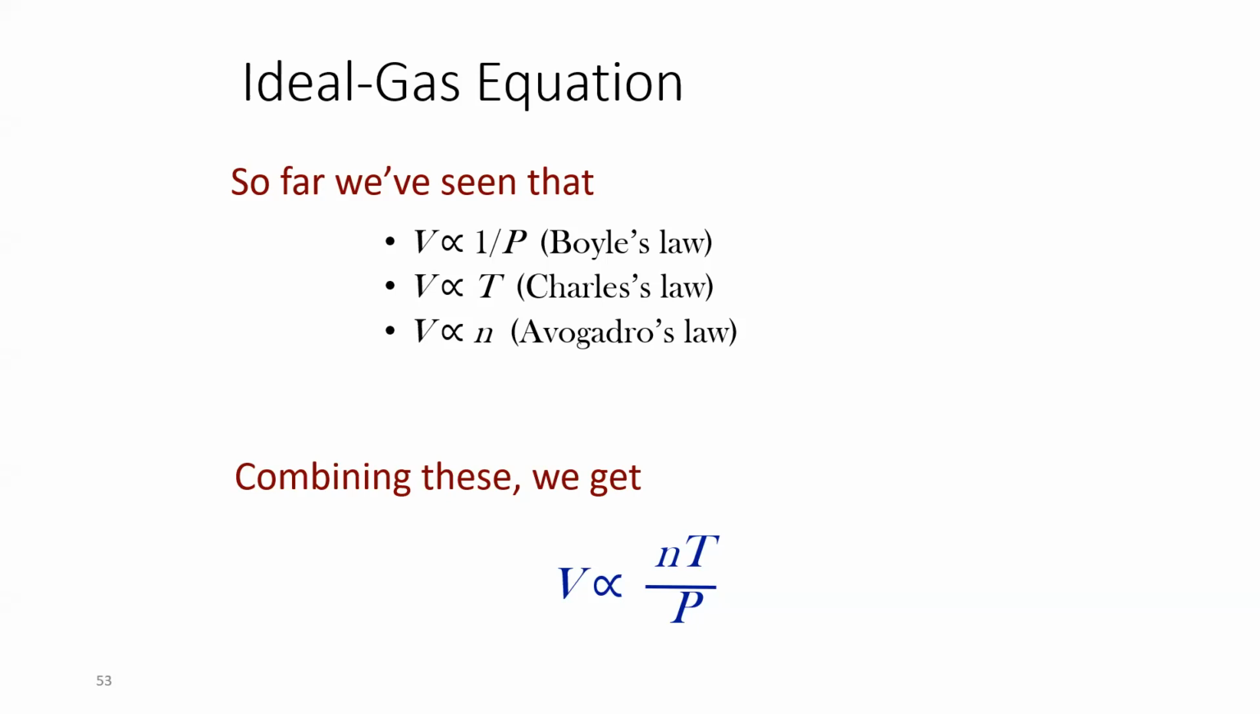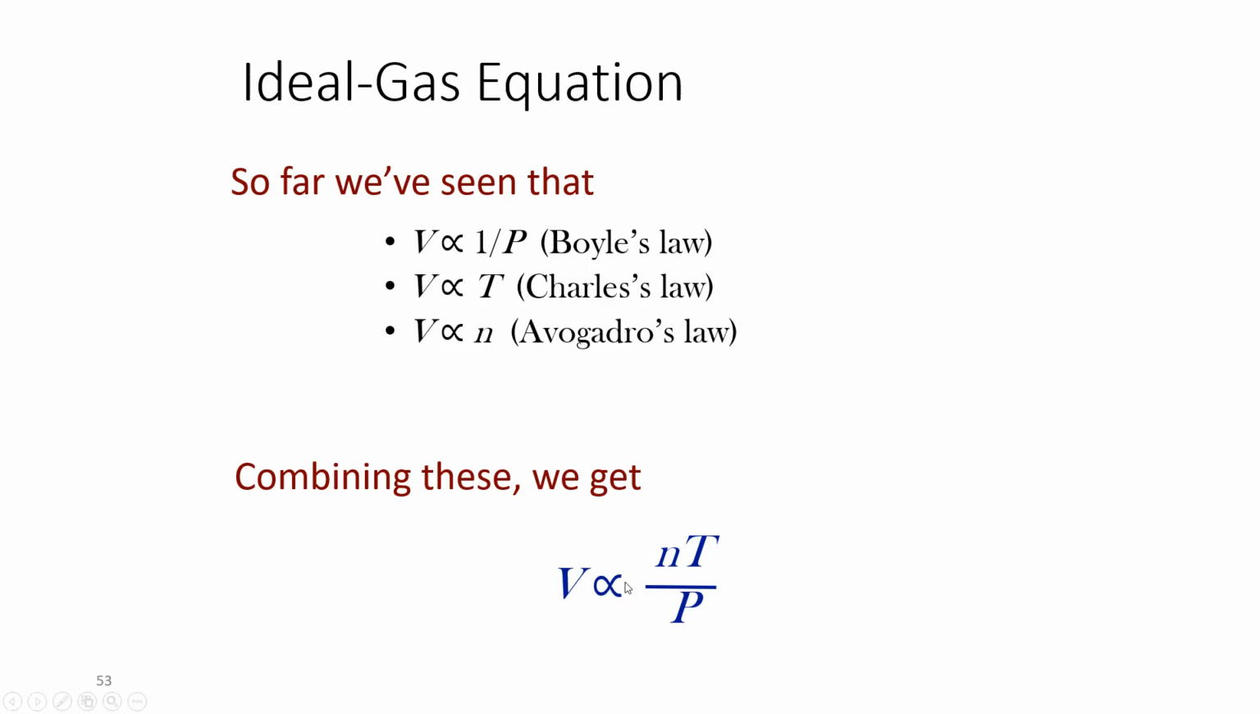But now what we can do is take all of those and combine them into a single equation where we're only looking at a sample of gas under one set of conditions. So again, volume is related to the inverse of pressure, volume is related to the temperature, volume is related to the amount of gas. So if we take all of those and combine them, we wind up with something like this. So volume is related to the amount of gas times the temperature divided by the pressure. But again, we've got a relationship here.